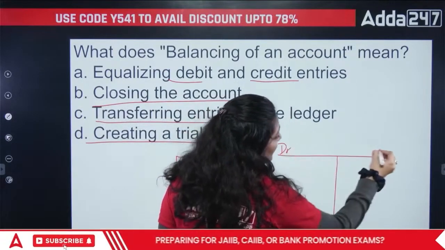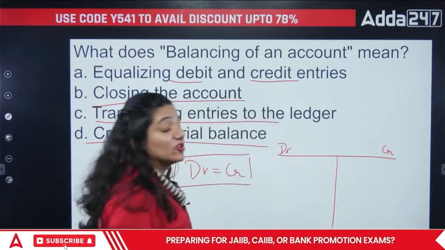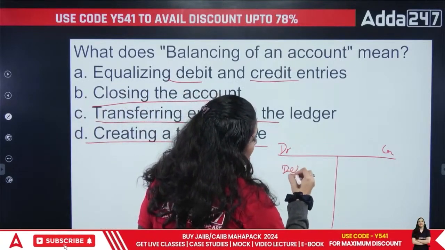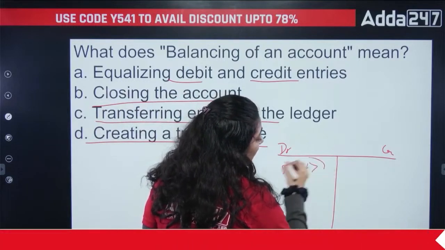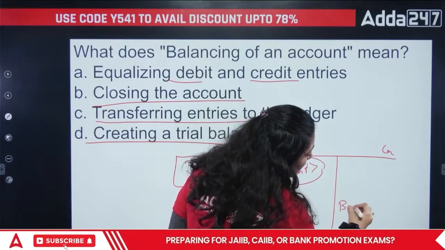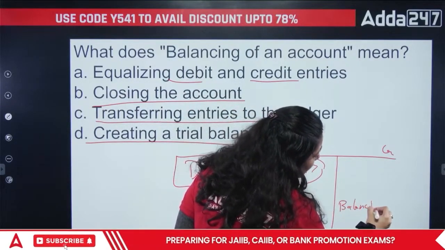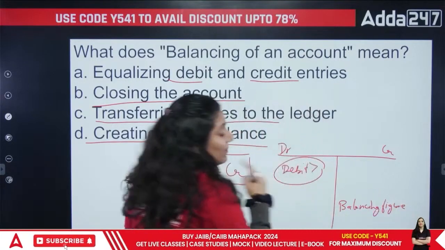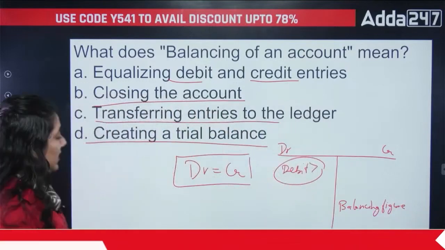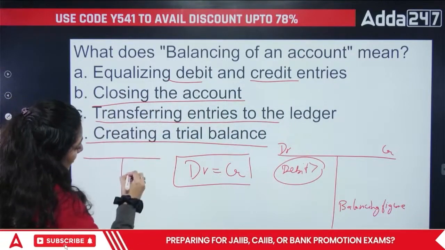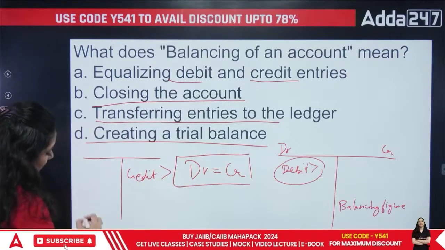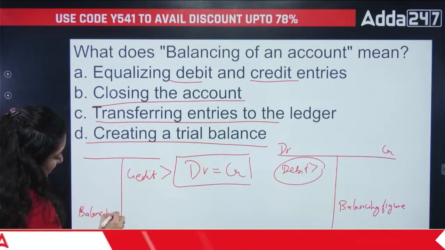This is the particular tabular form. This side should be the debit side. This side should be the credit side. If your debit side is more, then a balancing figure would be added on the credit side. Vice versa, if your credit side is more, then a balancing figure would be there on the debit side.